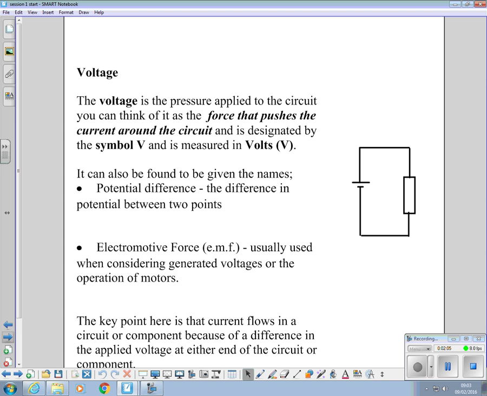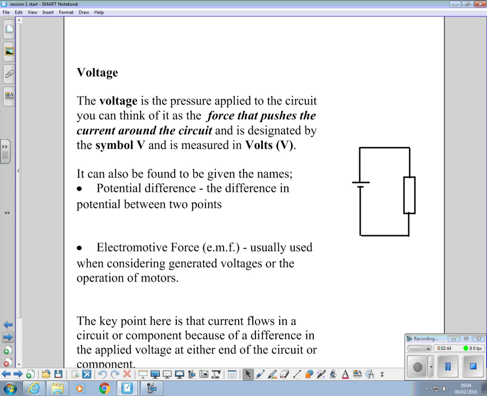Also has different names. Potential difference: the difference in voltage between 2 points. So you can have a point in a circuit that is at plus 12 volts and another point in a circuit that is plus 6 volts. There's 6 volts potential difference between them. Current will flow between them. Electromotive force is a term used when we're considering the voltage coming from things like generators. So there's lots of different terms you'll come across, all measured in volts.